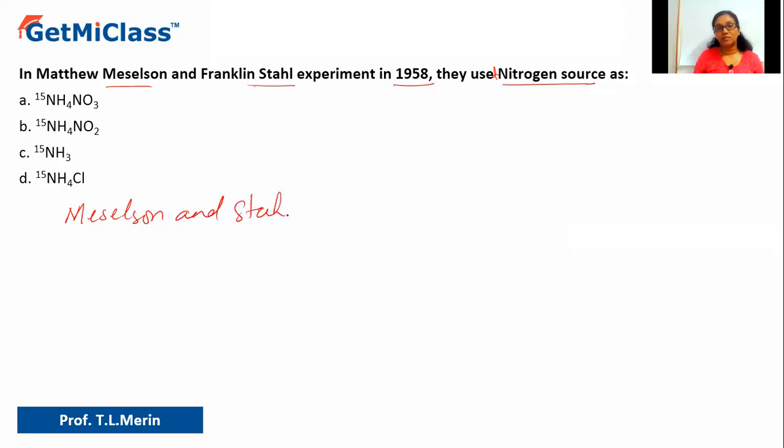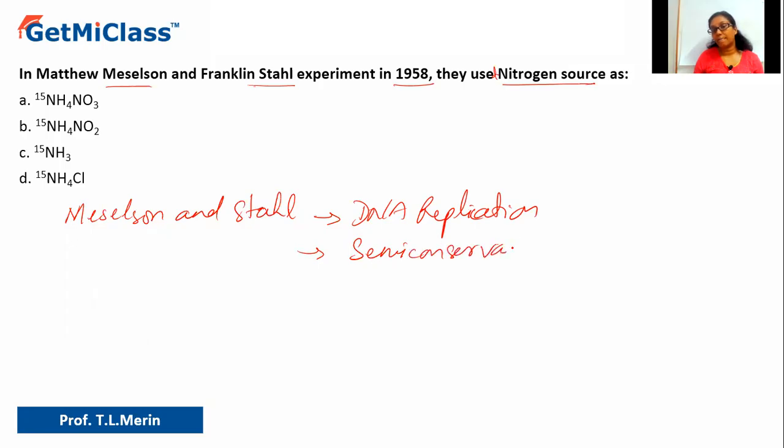We all know this particular experiment by their name, that is Meselson and Stahl's experiment in the year 1955, which was done to look for the mode of DNA replication. They worked to check for the mode of DNA replication. To their surprise, they saw that the DNA replication occurs by a method called the semi-conservative mode.